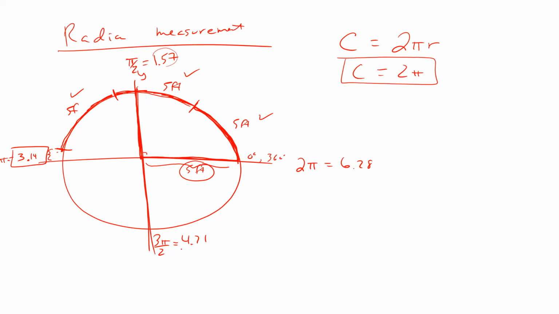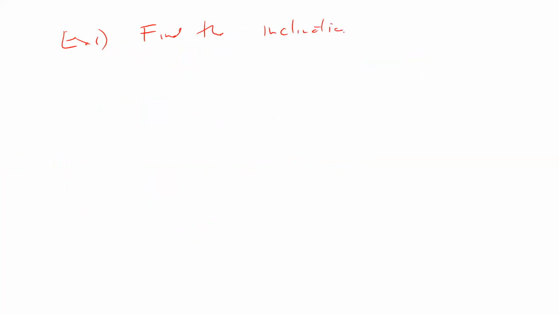Are we good there? There's radian measurement. We're also going to work in degrees. Degrees you guys already know. So let's go with it. Example 1. Let's find the inclination of 2x plus 3y equals 6.